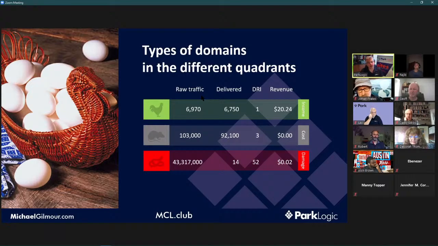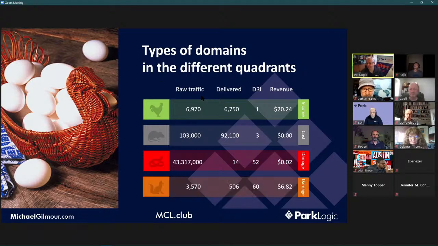On the other hand, a snake has 43 million pieces of traffic each day. We only deliver 14. By the way, these are real numbers. It has a high risk score and really is not generating any revenue, so to speak. That's damaging to your overall portfolio in the eyes of advertisers. Not good. Then we have a fox, which has about 3,500 pieces of traffic. We only delivered 500. Why?